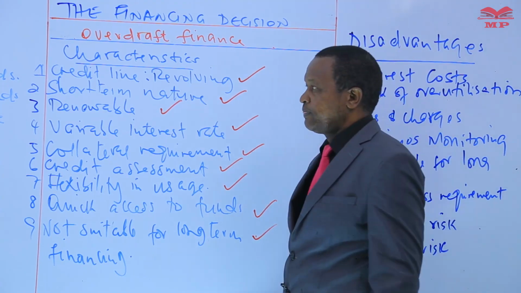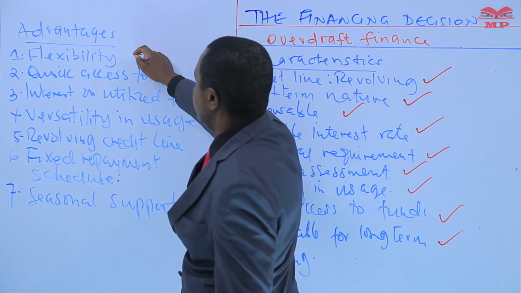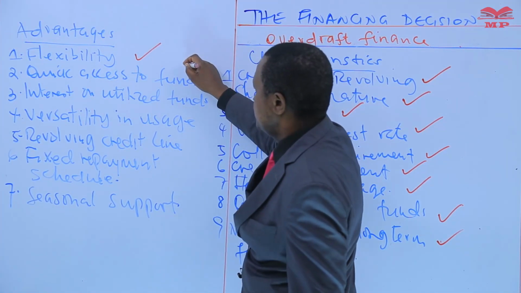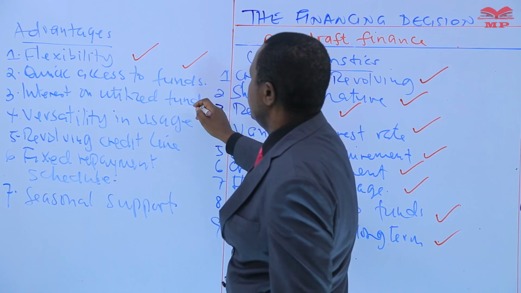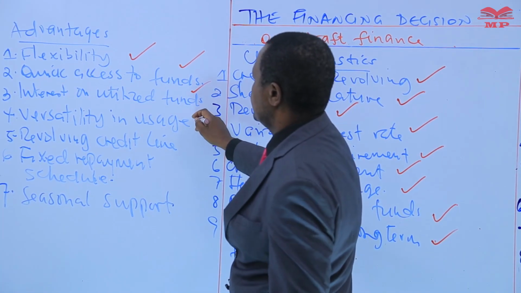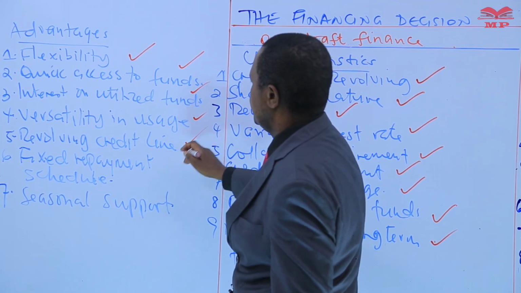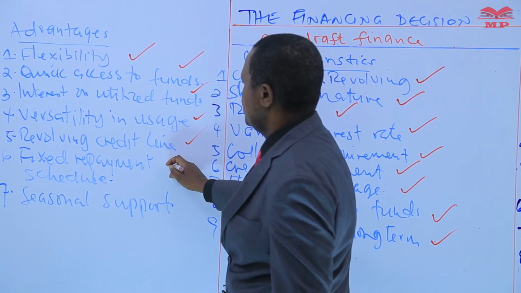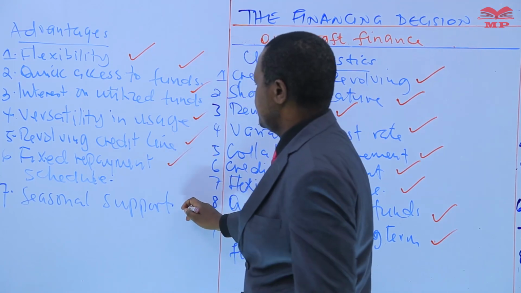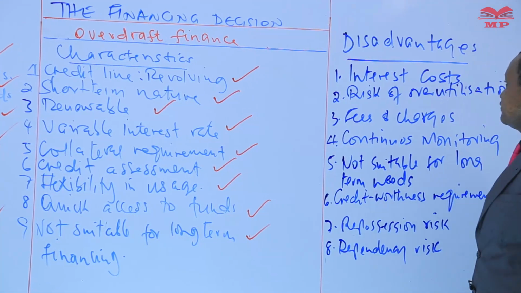We've identified 7 advantages of overdraft. Number 1, flexibility. Number 2, quick access to funds. Number 3, interest on utilized funds. Number 4, versatility in usage. Number 5, revolving credit line. Number 6, fixed repayment schedule. Number 7, seasonal support.